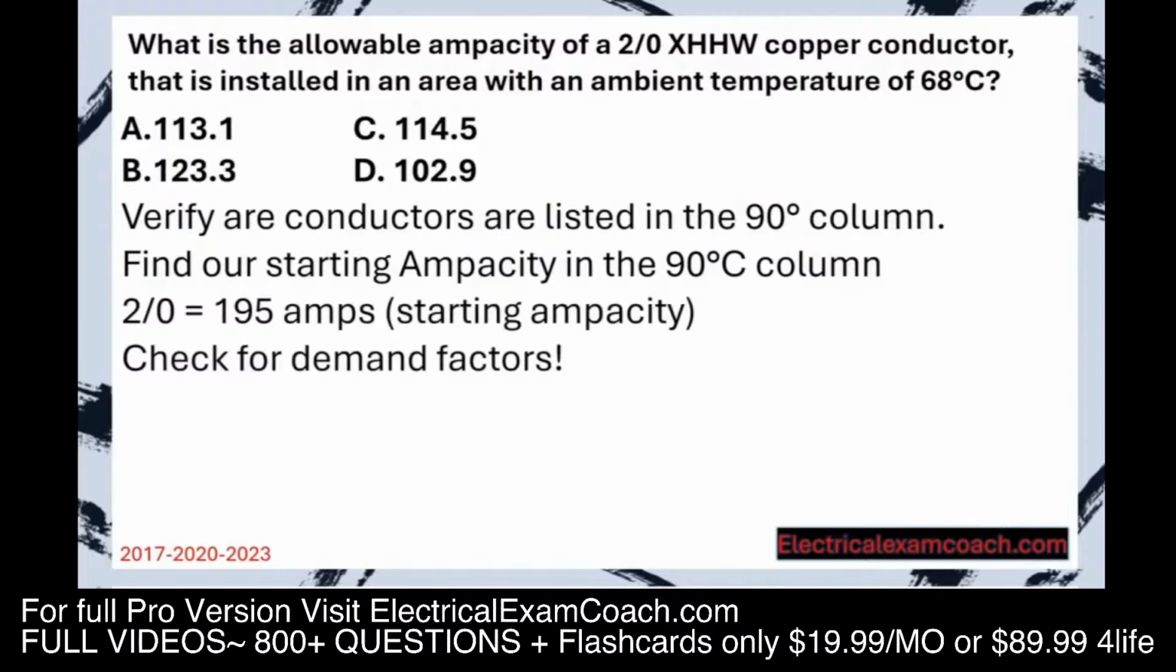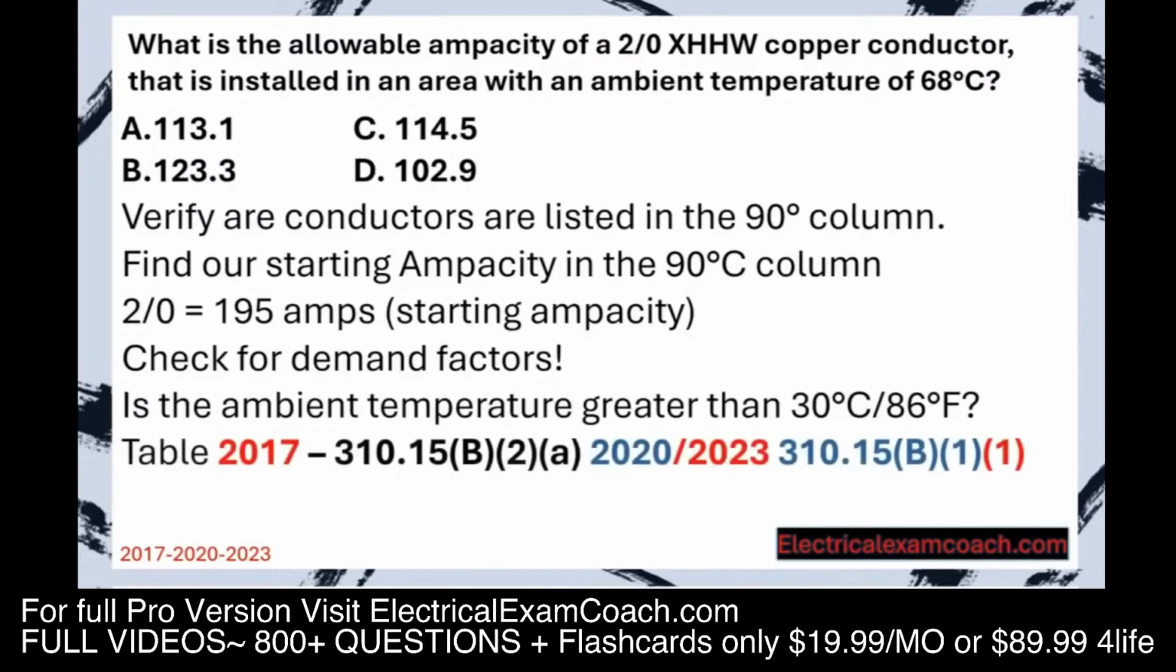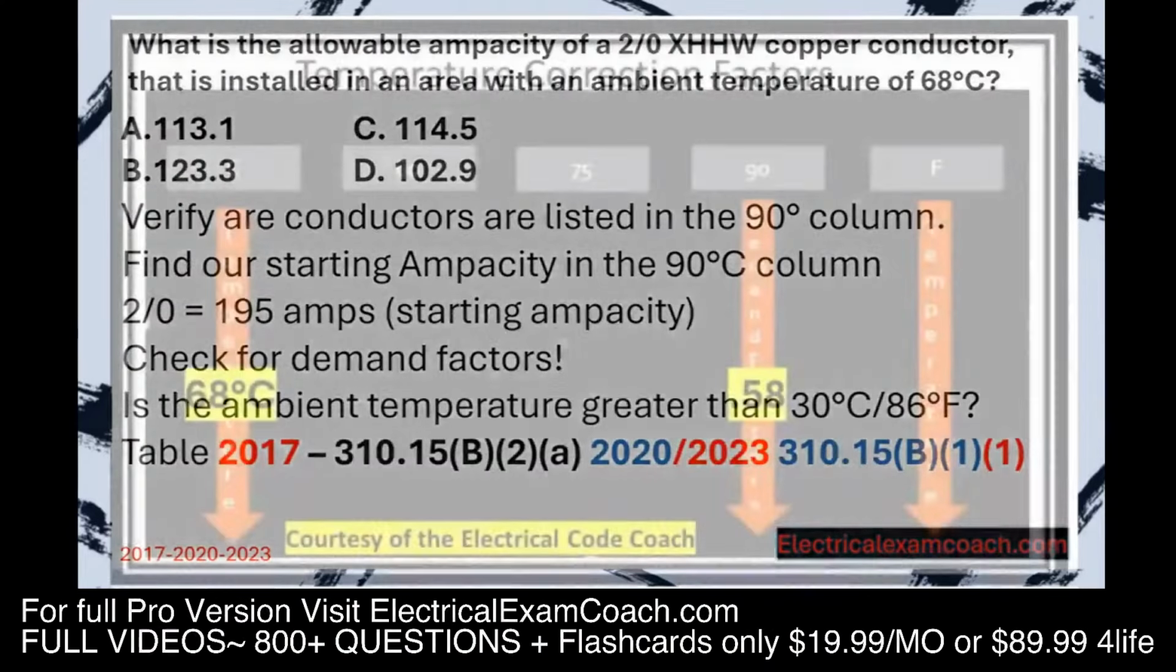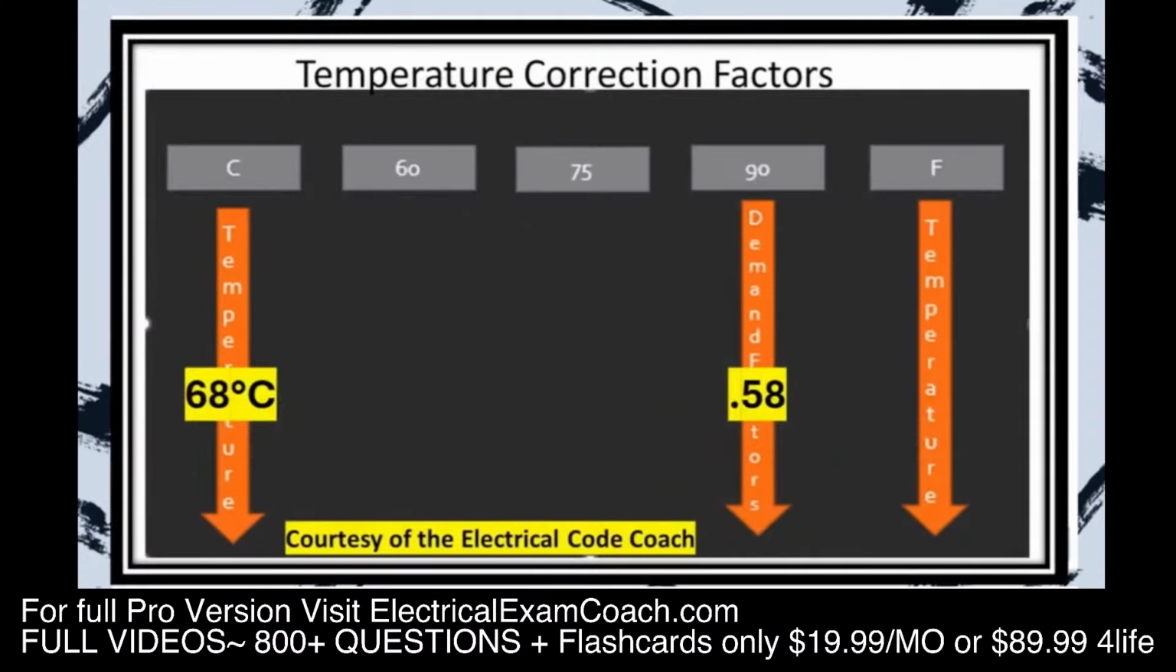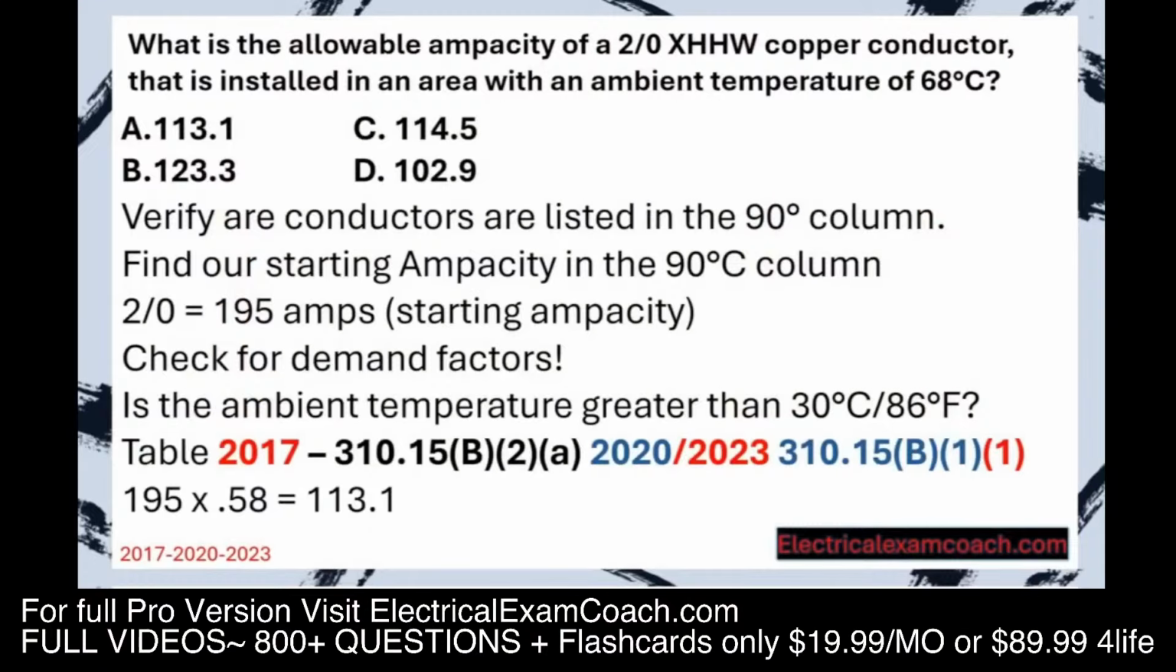Now we check for demand factors. Is the ambient temperature greater than 30 degrees Celsius? It sure is. So we know that there will be a demand factor. We head to our correction factor table, and this time we're going to start on the left-hand side because it was listed in degrees Celsius. But we have to be careful to cross all the way back over to the 90 because that's the column that we chose from. And we find that our correction factor is 0.58. We take our starting ampacity, multiply it by the correction factor, and that gives us our new allowable ampacity of 113.1 amps, and we select A.